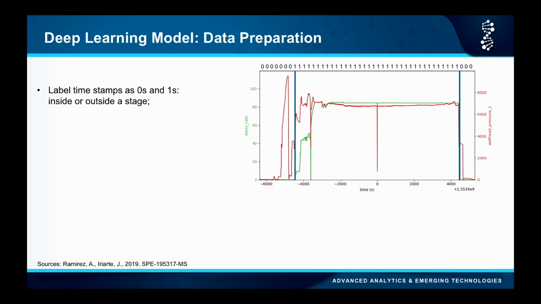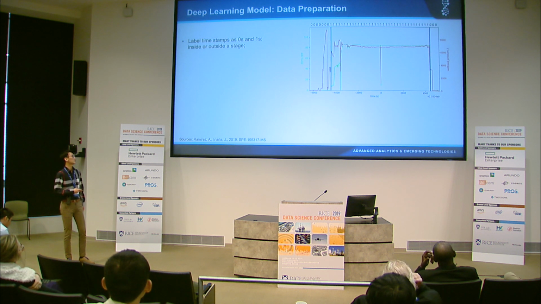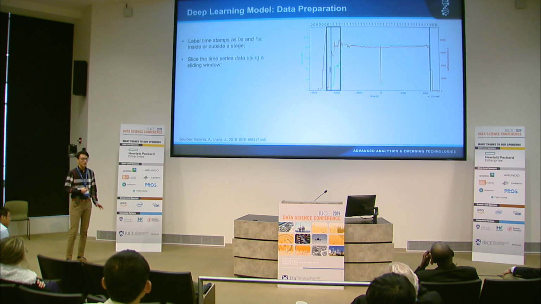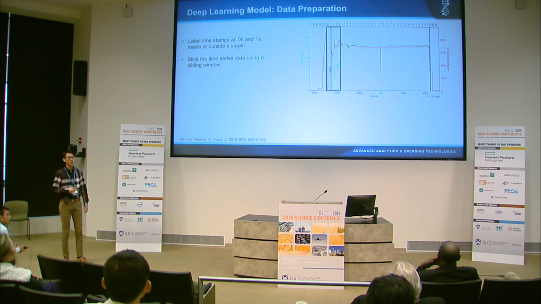So what we do is we first label the timestamps as zeros and ones, corresponding to outside of a stage and inside of a stage. So we can tell when the label turns from 0 to 1, it is the starting point of a stage. And when it turns from 1 to 0, it's the end of the stage. After that, we use a sliding window to extract the training samples from our time series data.